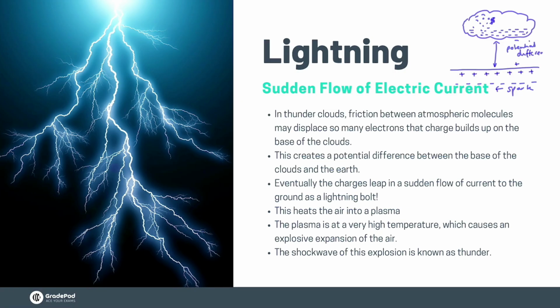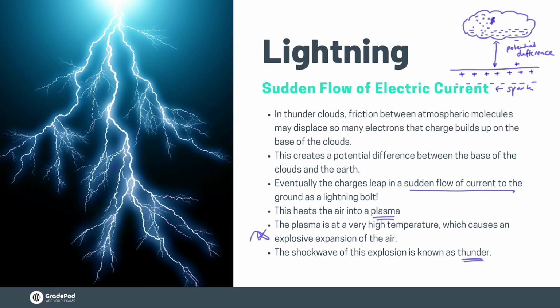And that potential difference could create a spark or a sudden flow of current that breaks down the insulating properties of air, and it heats the air into a plasma. And that plasma is very high temperature, which causes an explosive expansion of the air, and then it causes thunder. So thunder and lightning all stems from this idea of the frictional forces inside the thundercloud. Those molecules rubbing together and creating a displacement of electrons.